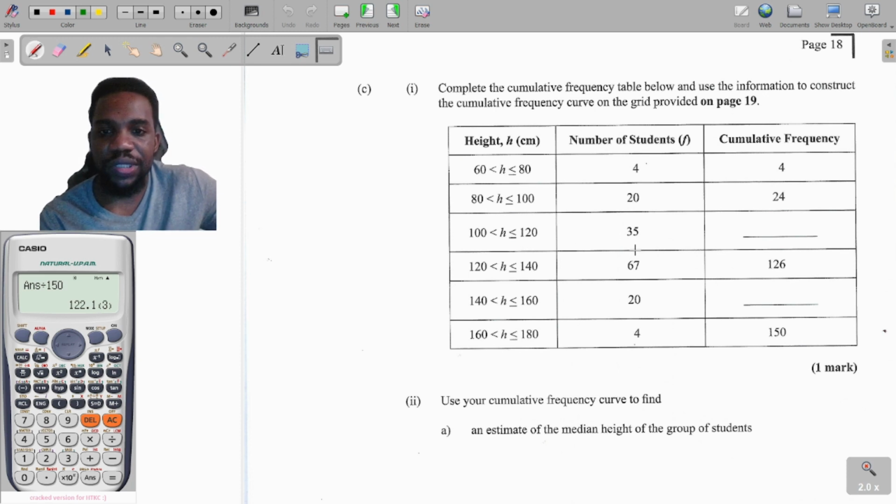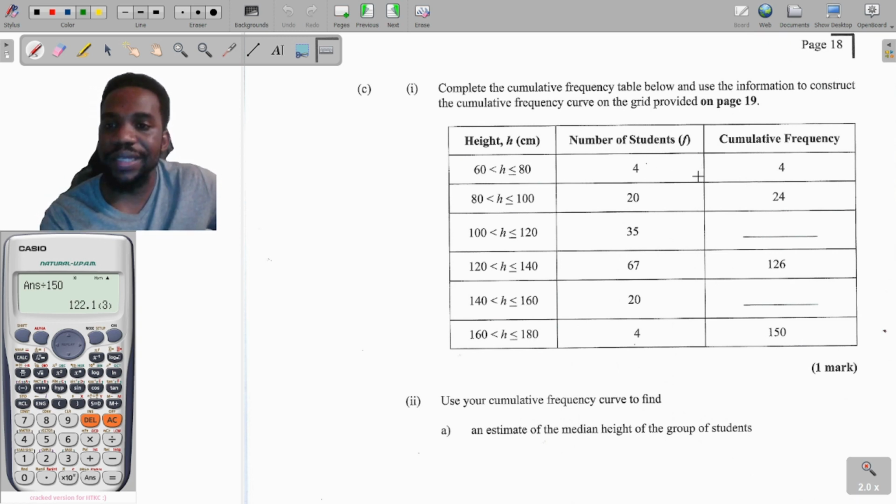Now this is pretty much very easy. What we do to get the cumulative frequency is that as we go along, we add, as it suggests, cumulative, right? So we go 4 plus 20, which gives us 24. Now I'm going to have to add 24 to 35, right? Which is going to give me 59. We add 59 to 67.